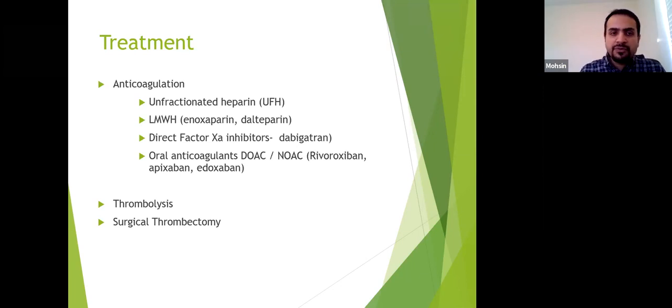Treatment wise, when we come to treatment, the treatment more or less is anticoagulation most of the times. Our options are unfractionated heparin or low molecular weight heparin. Most commonly enoxaparin is used. Recently we are also using direct factor 10 inhibitors such as dabigatran, fondaparinux, or newer oral anticoagulants or direct acting anticoagulants called rivaroxaban, apixaban, and edoxaban. In certain situations, you might need thrombolysis or surgical thrombectomy as well, which is dependent upon the facilities that you have and where you're working.